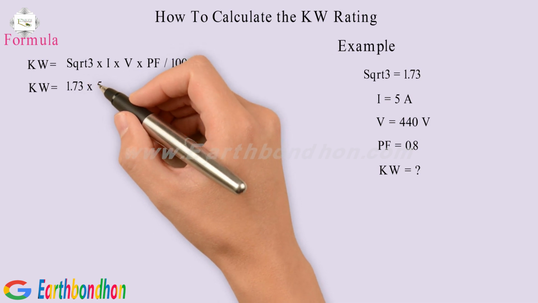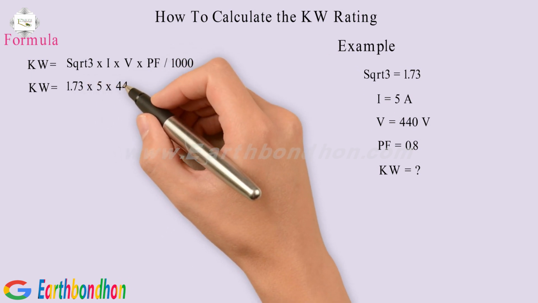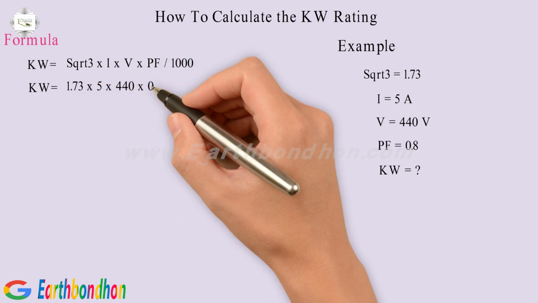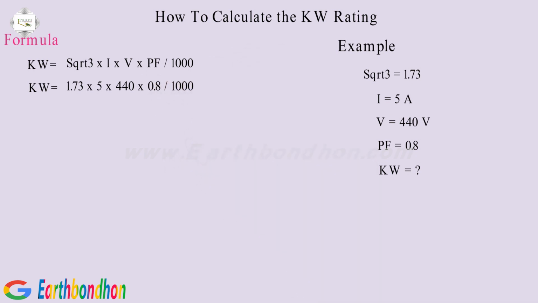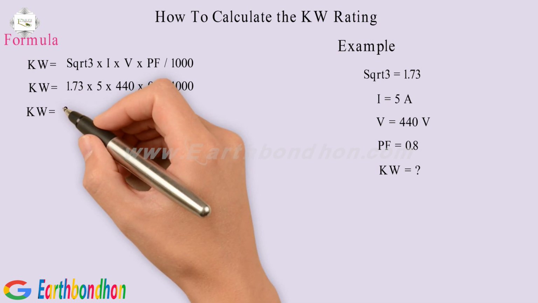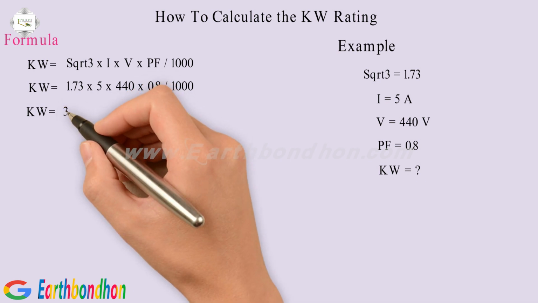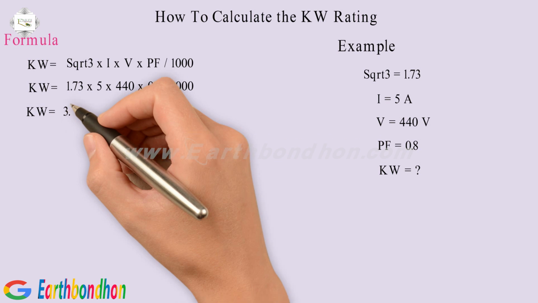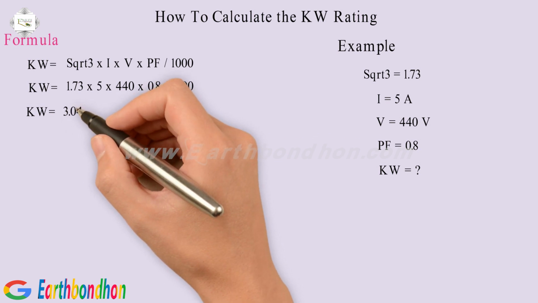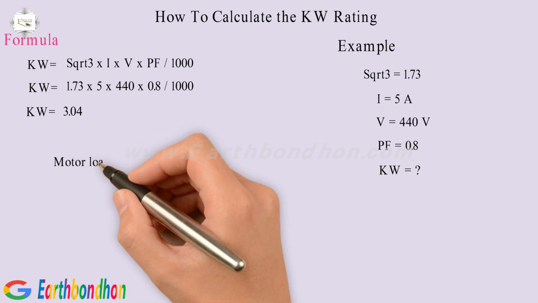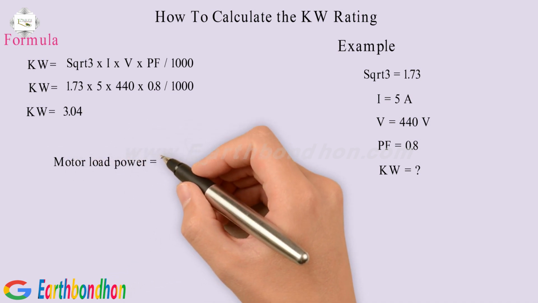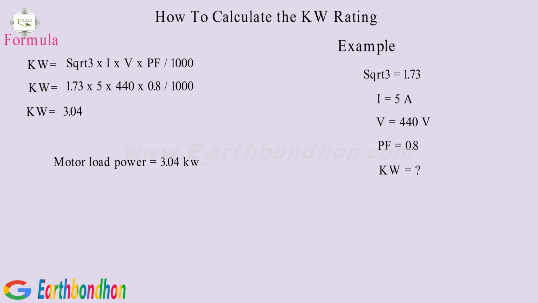1.73 multiplication 5 multiplication 440 multiplication 0.8 division 1000 equals 3.04. Motor load power equals 3.04 kilowatts.